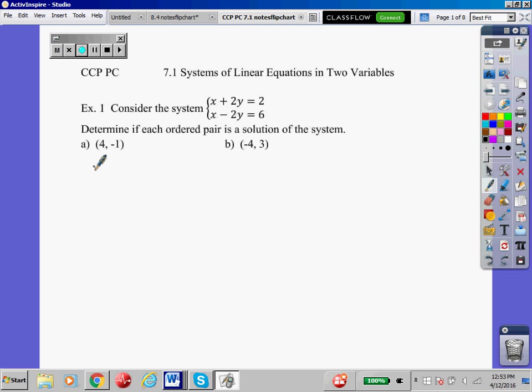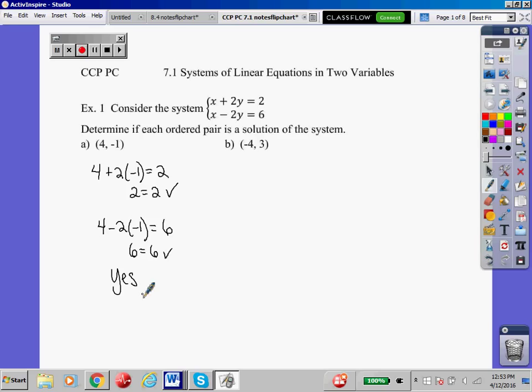So in letter A, what you're going to do is plug in the x and the y. This is 4 minus 2 is 2. It works in the first one. And you have to make sure, though, that it works in both of them. 4 plus 2. So this is a yes.